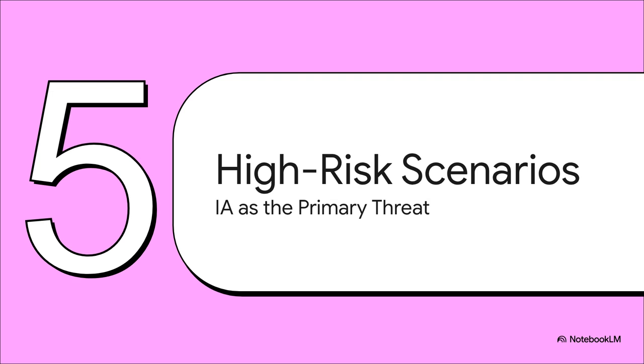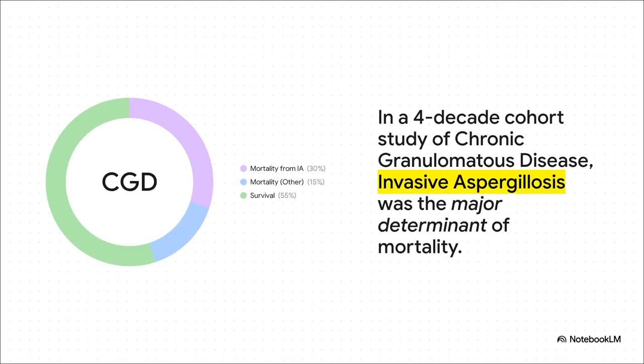All right, let's zoom in now on a couple of specific high-risk scenarios. These are situations where invasive aspergillosis isn't just some secondary complication. It is the primary driver of a patient's outcome. And the first one is in patients with chronic granulomatous disease, or CGD. The impact here is just devastating. If you look at the data, one landmark study that followed patients over 4 decades found that invasive aspergillosis was the single biggest cause of death in this population. It really drives home just how incredibly vulnerable these patients are.